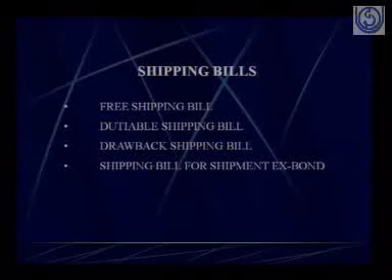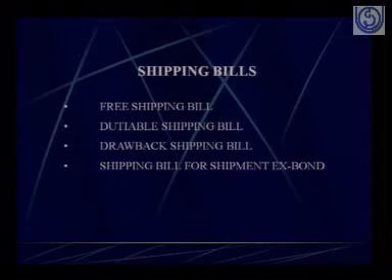Under the Customs Act, the most important documents you have are called shipping bills. The shipping bills are primarily of 5 types. One is your free shipping bill. It is prepared on white paper where no duty or cess is required. Another is your dutiable shipping bill. It is prepared on yellow paper. Now when some duty is required, then you use the dutiable shipping bill.